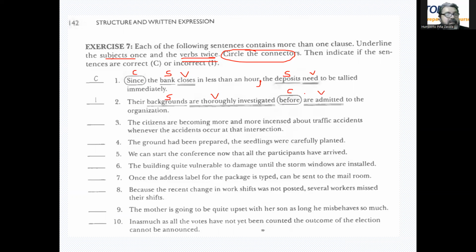But here we're missing a very important part, right? We're missing the subject. That's why this is incorrect. Okay, now this is where you pause the video, try to do the exercise, and then go back to check your answers. You pause it now, and I'll see you when you come back.